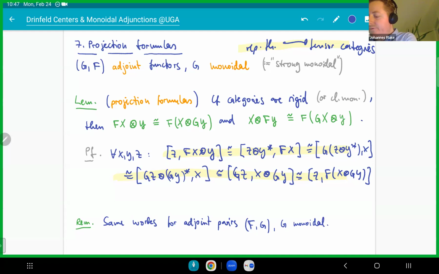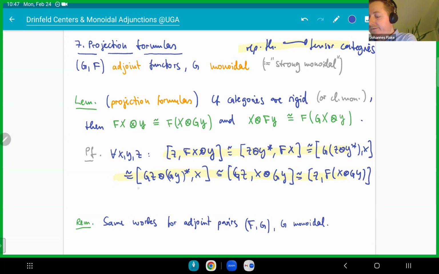What I can do is first dualize the Y and bring it to the other side. So I use the adjunction between tensoring with an object and tensoring with its dual object. Then I have an actual adjunction between F and G. So I can now move the F over here and turn it into a G. These are the first two steps.